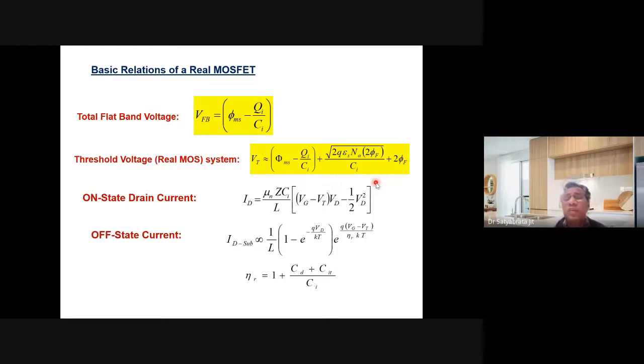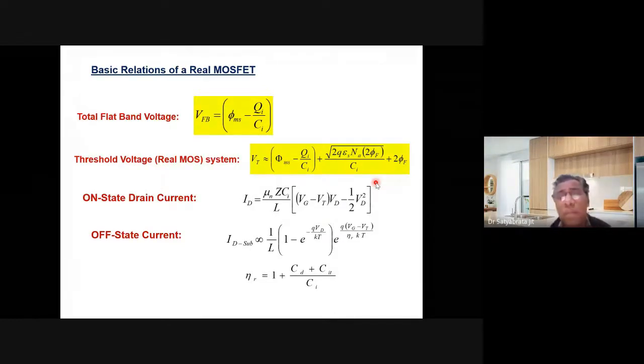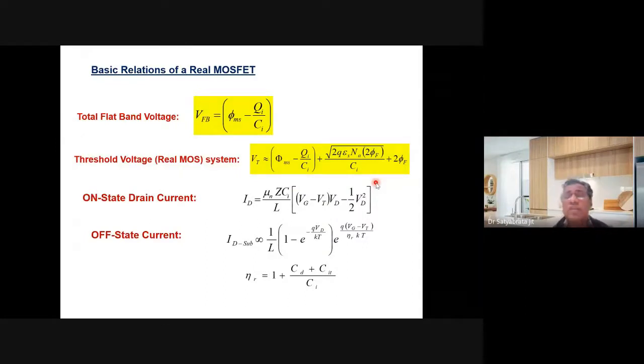If the oxide thickness is reduced, then the oxide capacitance will be increased, that is, the threshold voltage will be decreased. Right? So the main parameters affecting threshold voltage are phi ms, the doping concentration of the substrate, and the thickness of the oxide. Reduction in oxide thickness will reduce the threshold voltage. An increase in doping concentration will increase the threshold voltage, and by changing the difference between work functions phi m and phi s, we can also control the threshold voltage.